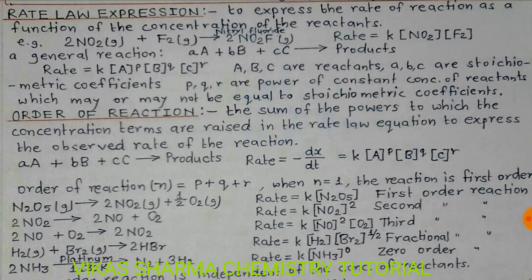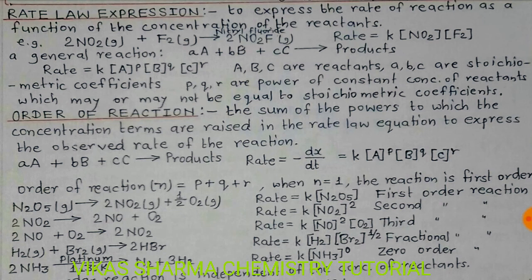For example, in a general reaction, A, B, C reactants form a product. The rate is equal to the initial instantaneous value, minus dx upon dt. So the rate of reaction is equal to the rate constant k times the first reactant with power p, then the second reactant B with power q, and C with power r. So the order of reaction, shown by the small letter n, is equal to p plus q plus r. When n is equal to 1, the reaction is first order.